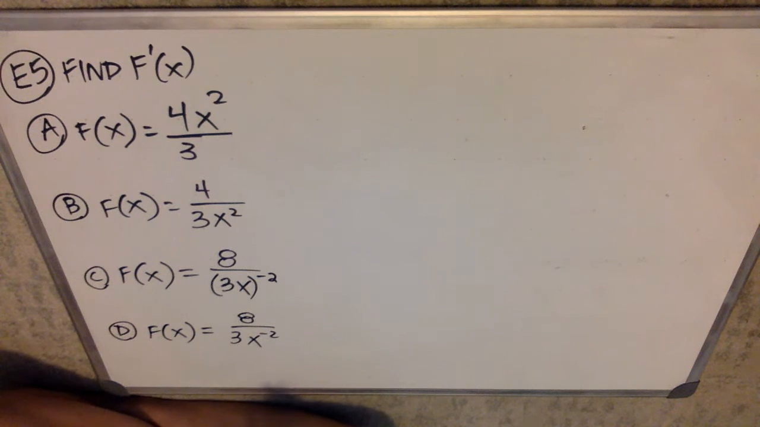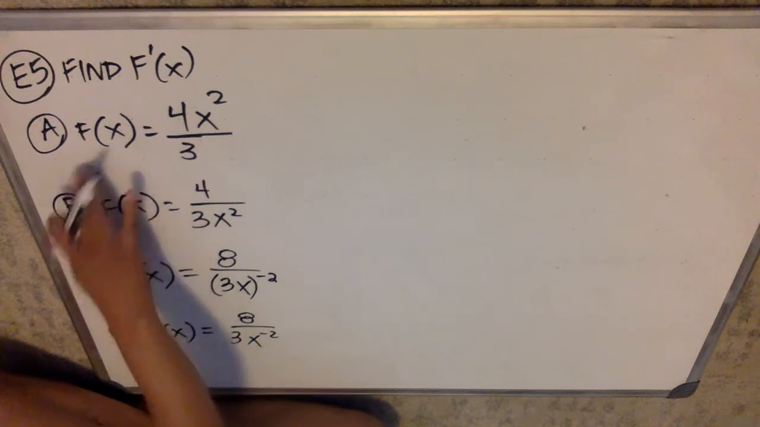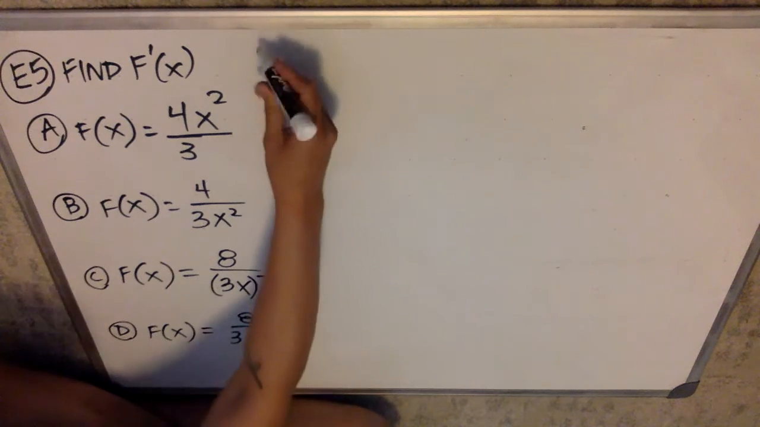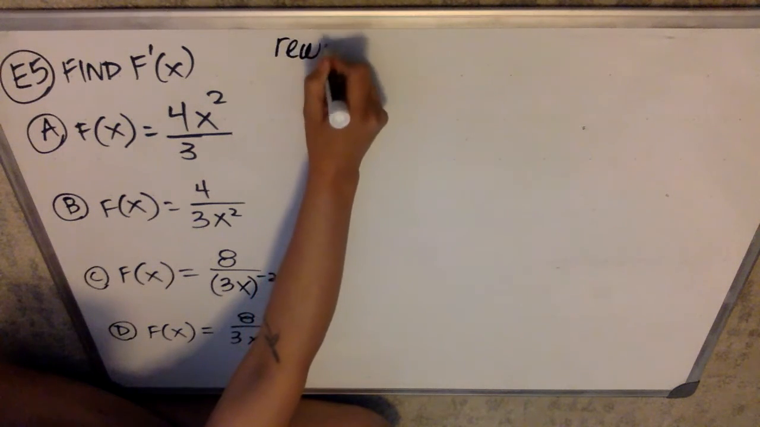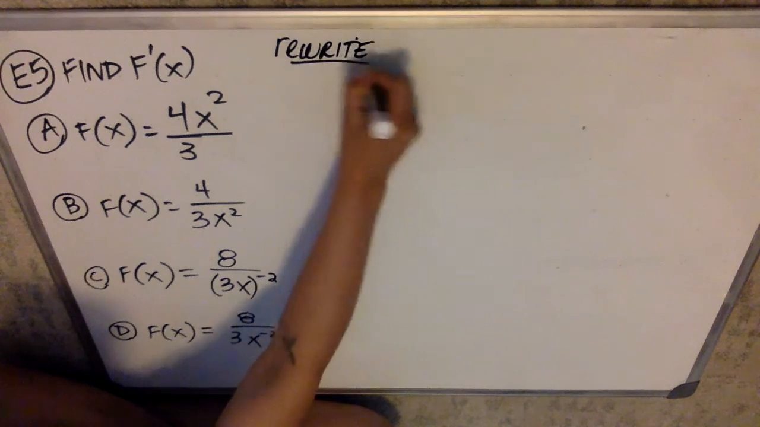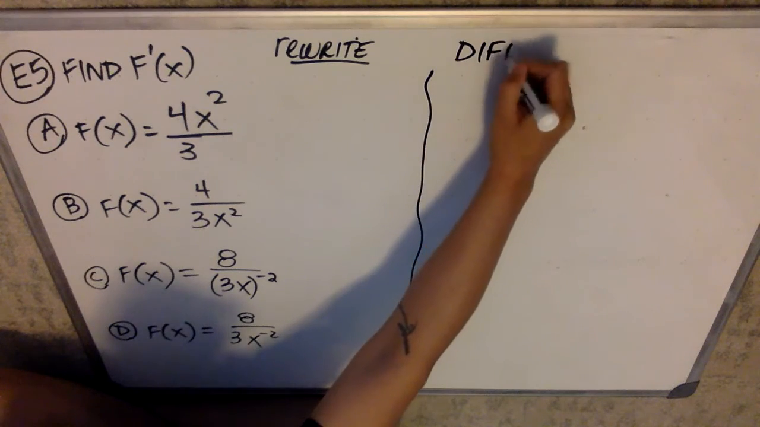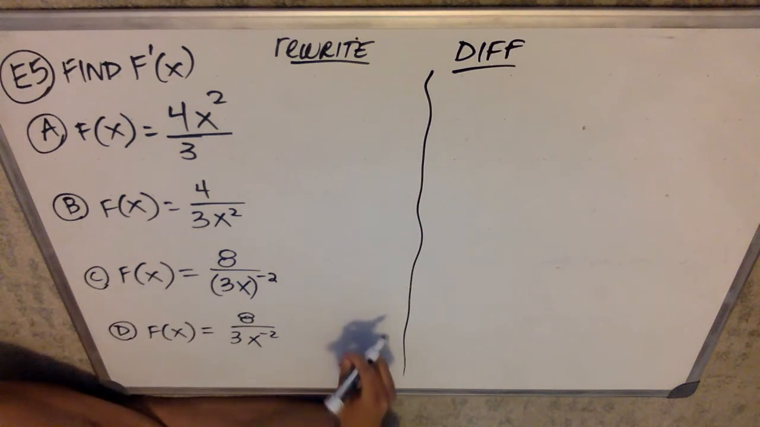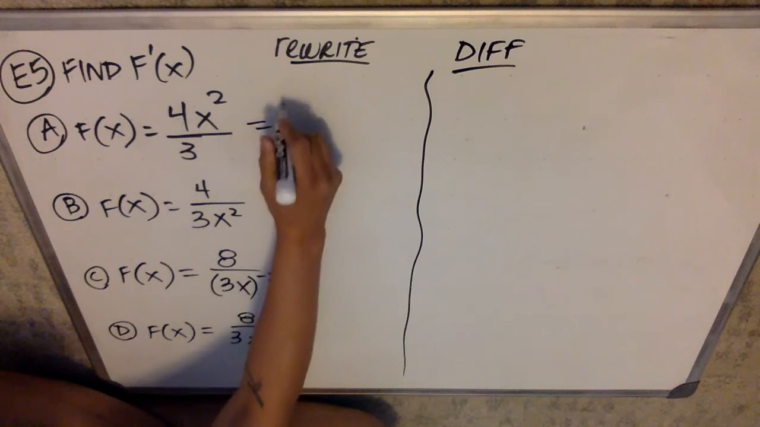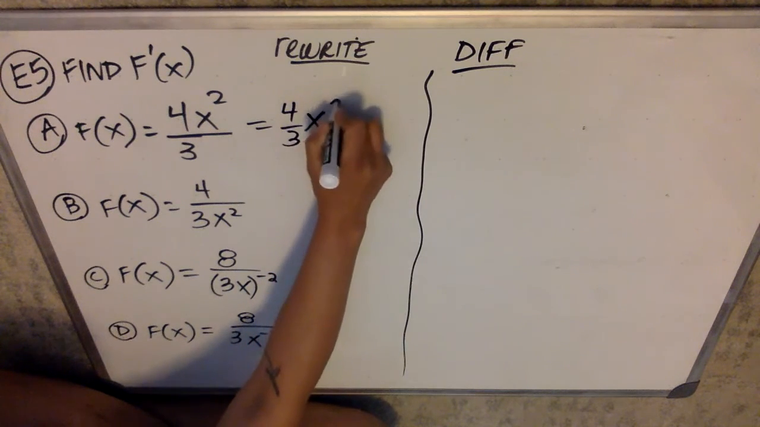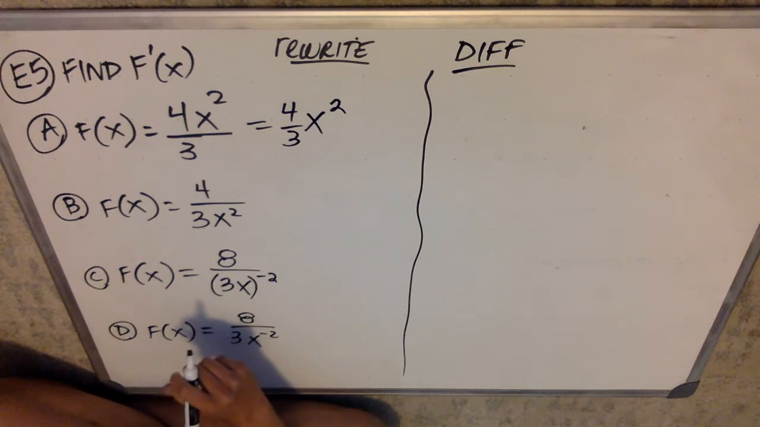The reason I'm giving you these is that I want you to see subtle differences in the way these things are written that make a difference in the way the problem is going to work. In all of these, the best thing I can do first is to rewrite the function using algebra, before I do any calculus. Then I'm going to differentiate, and then I'll clean it up if I need to. So for A, the 4/3 is in front of the x squared. The 4/3 is a coefficient in front of the x squared.